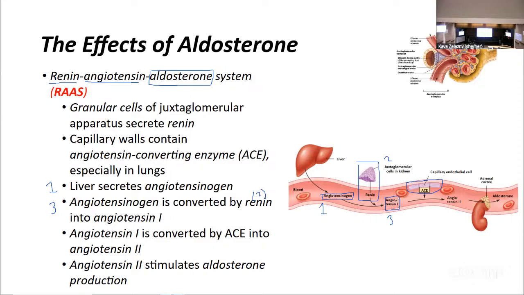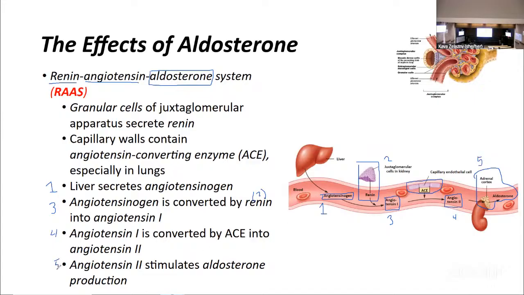And this angiotensin 1 bumps into the sides of the capillary, contacts that ACE enzyme, and gets converted into angiotensin 2. So angiotensin 2, you're now seeing the plasma here. And it's actually that angiotensin 2 that ultimately stimulates the creation of aldosterone from our adrenal glands. All right, so that's kind of step 5.